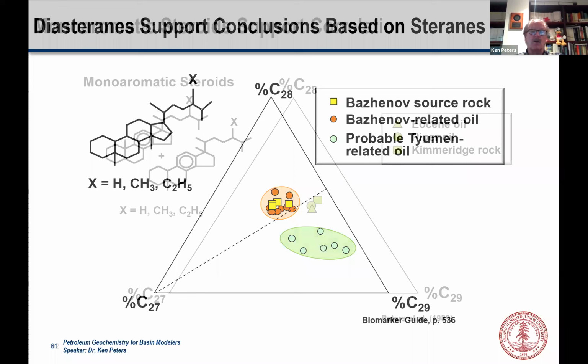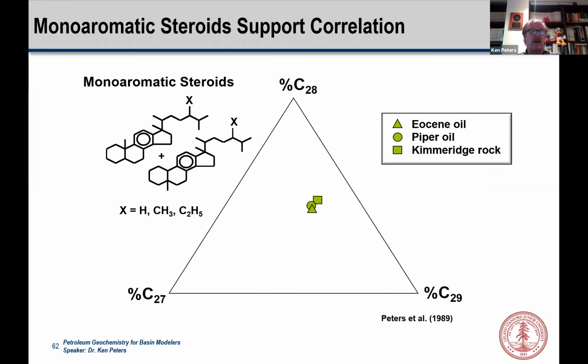Here's another example of a ternary diagram. These are monoaromatic steroids. You have to use a different mass to charge ratio to monitor these. Yeah, 256. And this is a plot of those same oils and that rock extract from the North Sea. And you can see again, we're getting more and more information that confirms these correlations.